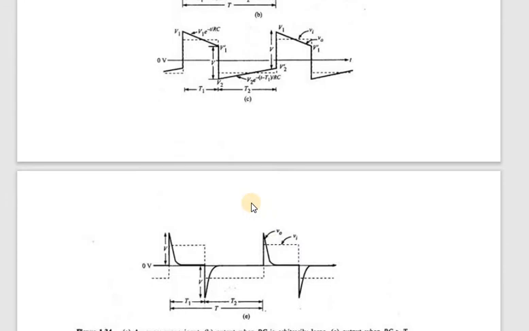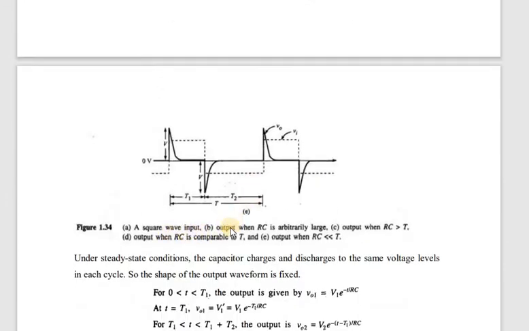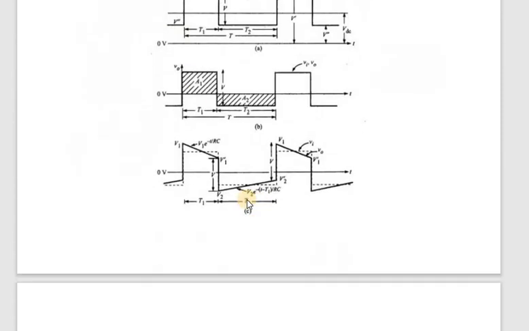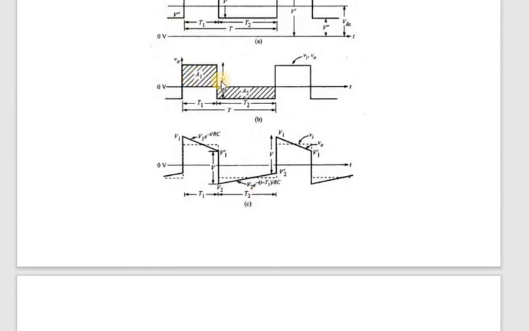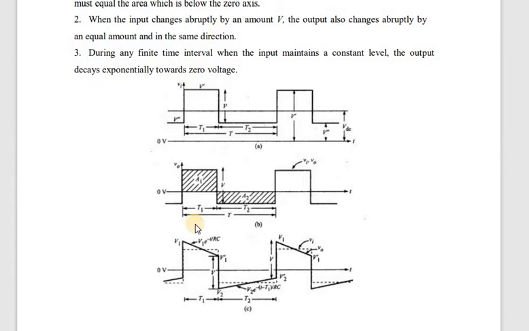Now see here, the first is a square wave output waveform, the second an output waveform of an arbitrarily large RC, which is very large. What is the first condition I have said? You will have the same output voltage as your input, correct? This is the same output voltage that you have got from the input. Now for RC comparable to T, which is the second condition, you will get the exponential rising and falling of your output voltage, which will be seen here.